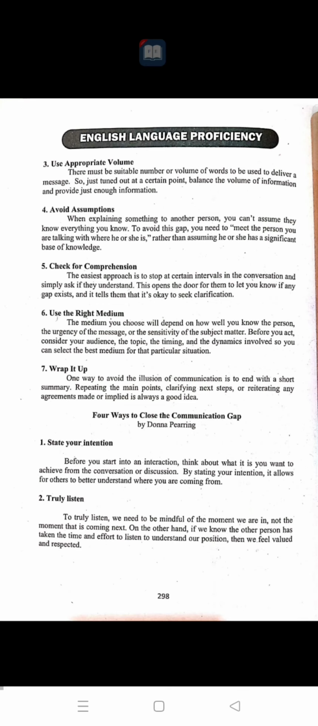Next, avoid assumptions. Ayun, ito yung asumera. When explaining something to another person, you can't assume they know everything you know. To avoid this gap, you need to meet the person you are talking with where he or she is, rather than assuming he or she has a significant base of knowledge. Say, for example, when we say meet the person you are talking with where he or she is, parang you try to put on the shoe where the speaker is. Parang ilagay mo yung sitwasyon mo doon sa kung nasan siya. Ilagay mo yung personality mo sa personality niya.